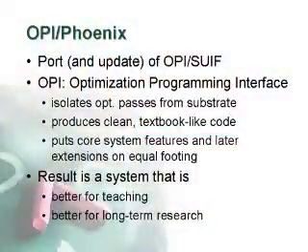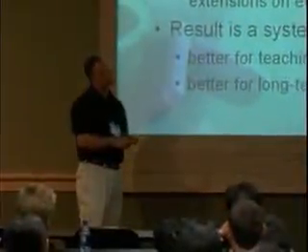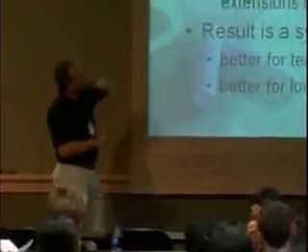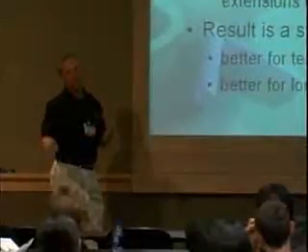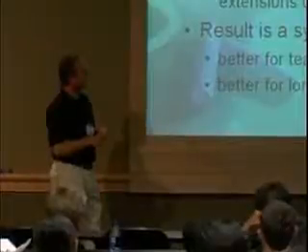So to switch gears here for a second and answer my second question, I want to talk about something we call OPI Phoenix. This is a port and an update of something we called OPI SUIF, which was OPI standing for Optimization Programming Interface. It was this interface we built when we were working on our original compiler project called Machine SUIF. The infrastructure there was on top of SUIF.